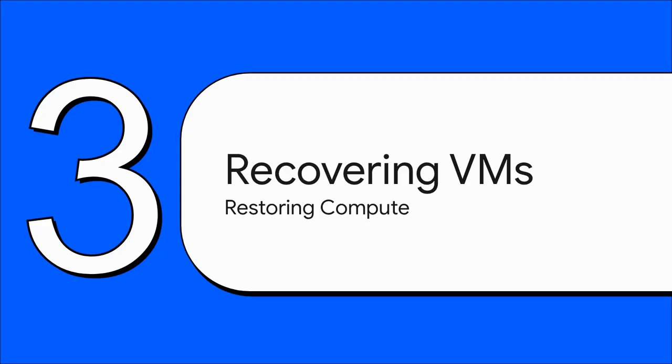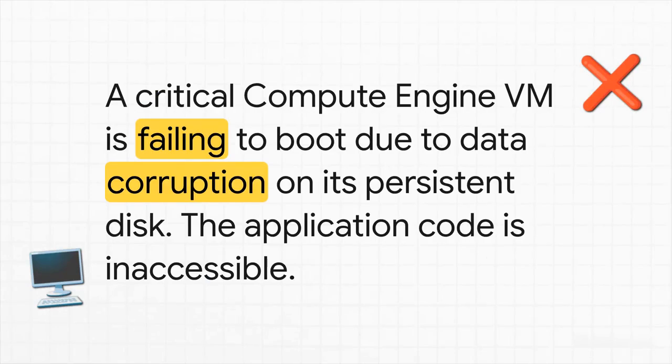Okay, deep breath. The database is back. That's huge. But we're not out of the woods yet. Our application still isn't running because the VM itself got scrambled. So time to fix our compute layer. That runaway script wasn't just deleting stuff. It was also scribbling junk all over our virtual machine's hard drive, its persistent disk. Now the operating system is so corrupted, the whole thing won't even boot up. The app is still down.